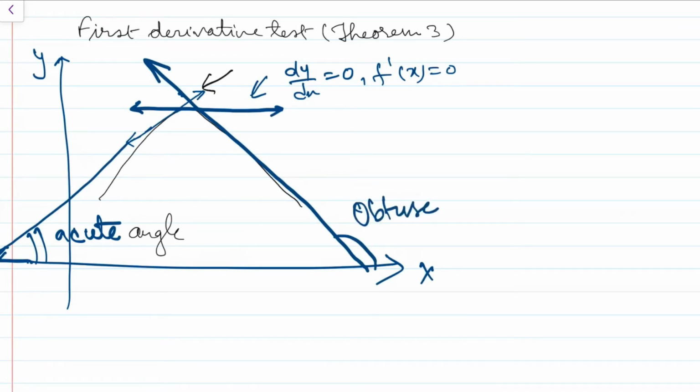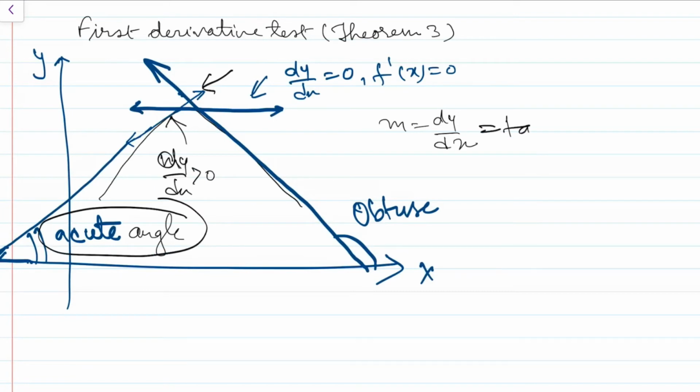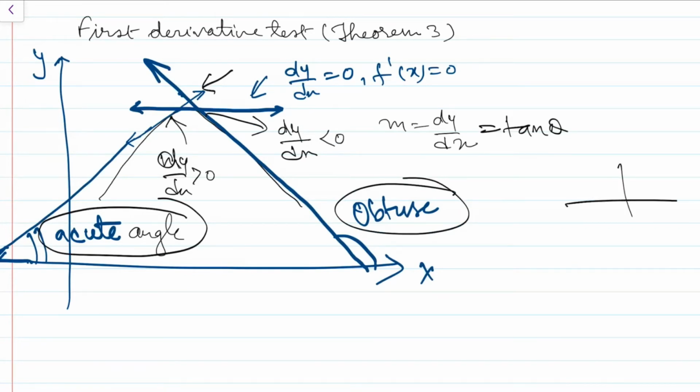Now we know that the slope of the tangent m is equal to dy over dx. So at this point, dy over dx will be positive because tan theta will be positive. Why will it be positive? Because an acute angle lies in the first quadrant, and all trigonometric ratios are positive in the first quadrant. But at this point, dy over dx will be less than 0. Why? Because an obtuse angle lies in the second quadrant, and in the second quadrant, tan theta is negative.